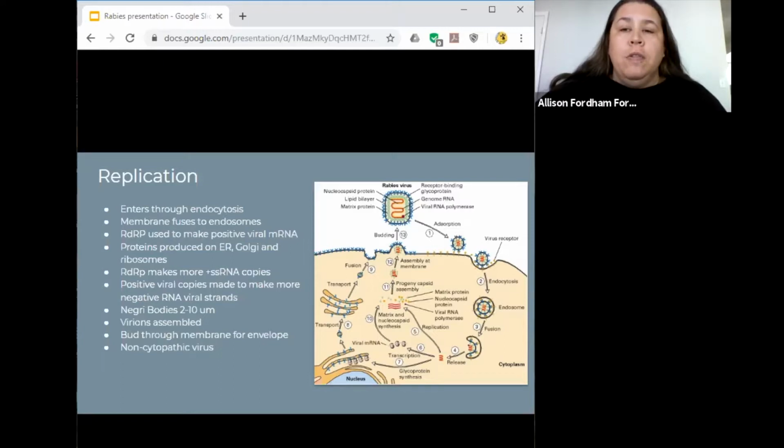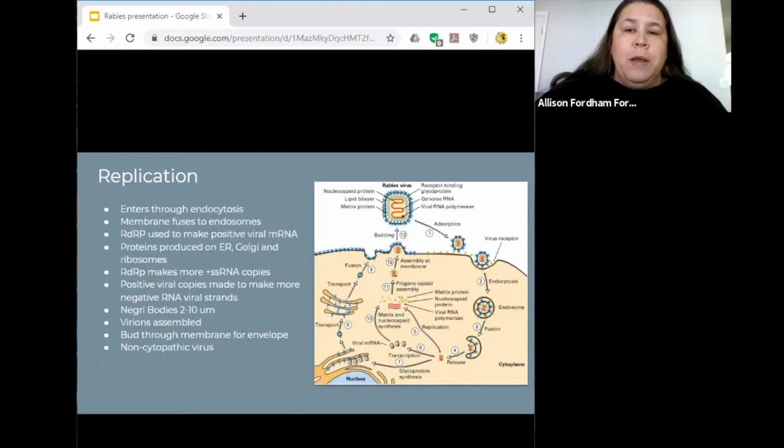During the construction of the virions, Negri bodies, inclusion bodies made of partially completed viral RNA core proteins, are found in the cytoplasm of some infected cells of the central nervous system and the brain's hippocampus. They measure 2 to 10 micrometers in size.